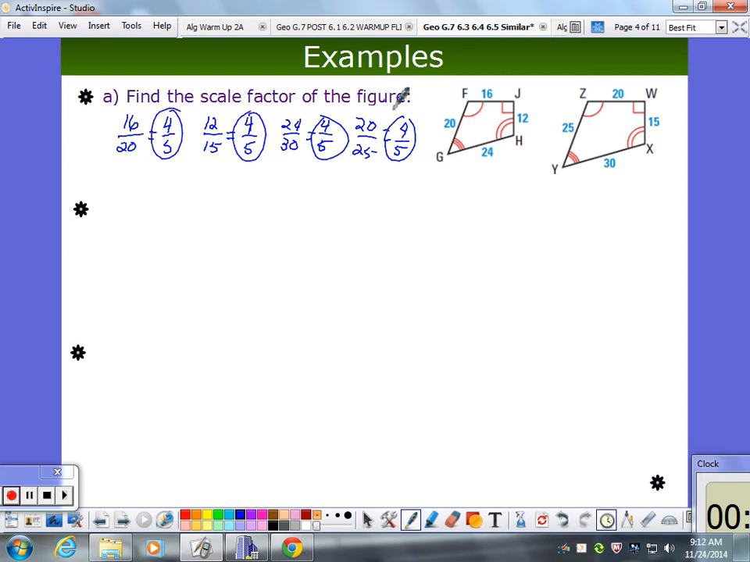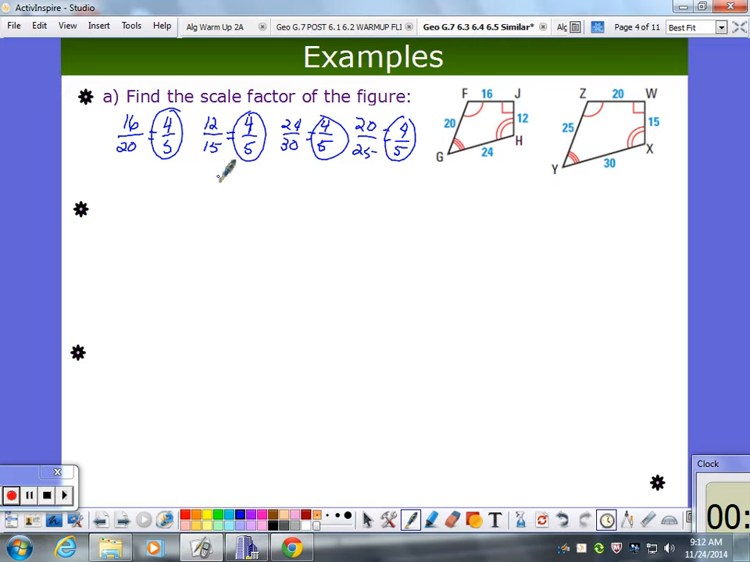These are similar triangles. The scale factor from the small figure to the big figure is 4/5. If I wanted the scale factor from the big figure to the small figure, it would be 5/4. Here I just went in the order they were presented to me, left to right. But you're right, you don't necessarily know. So you would state the scale factor from FGHJ to ZYXW is. So if you state the similarity, then it's clear.